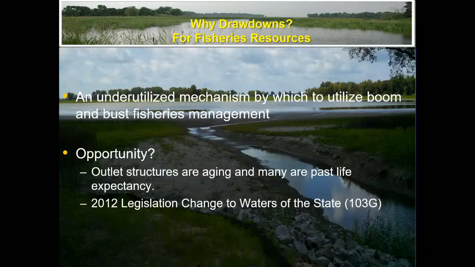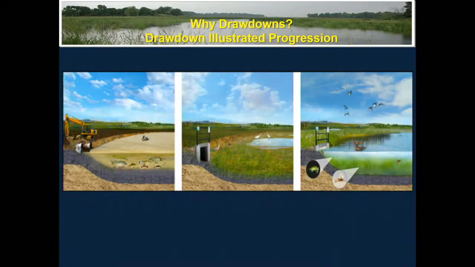And then, I think you guys have talked about this, there was that legislation back in 2012 that really allowed for more drawdowns to happen. So, kind of just to show you how a drawdown would work.